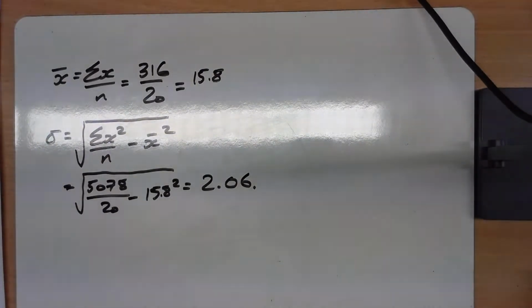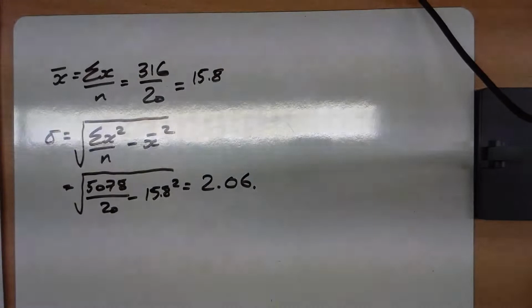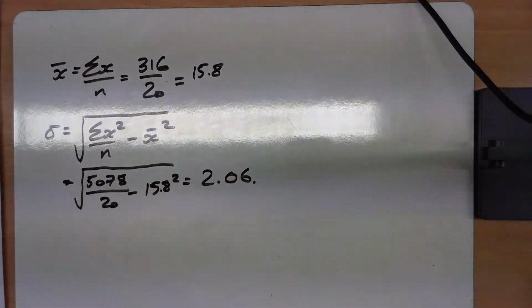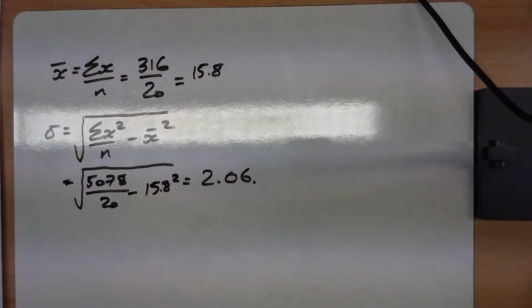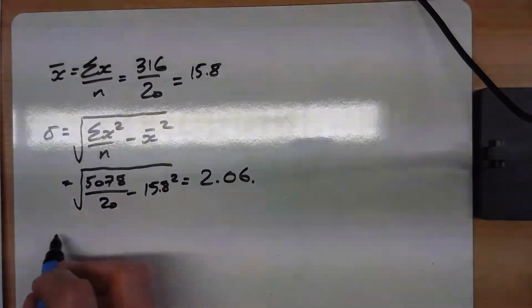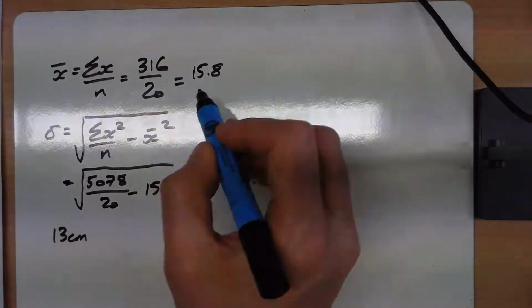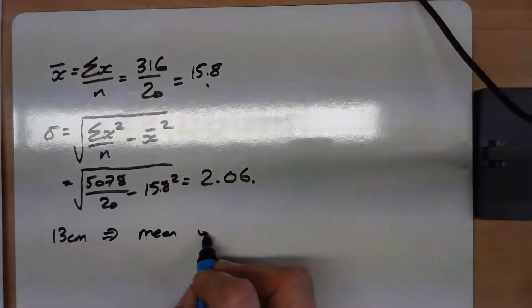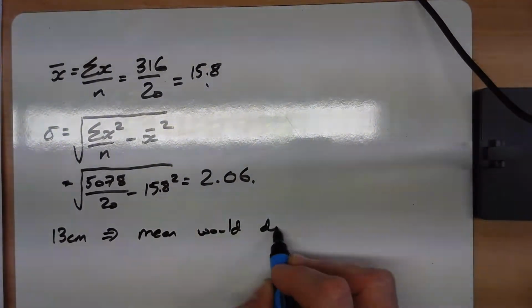Continuing with part B: without any more calculations, say how you think an extra wingspan will affect the mean. So this extra bird had 13 centimeters. If it's 13 centimeters, it's smaller than the mean, so the mean would go down. The mean would decrease, wouldn't it?